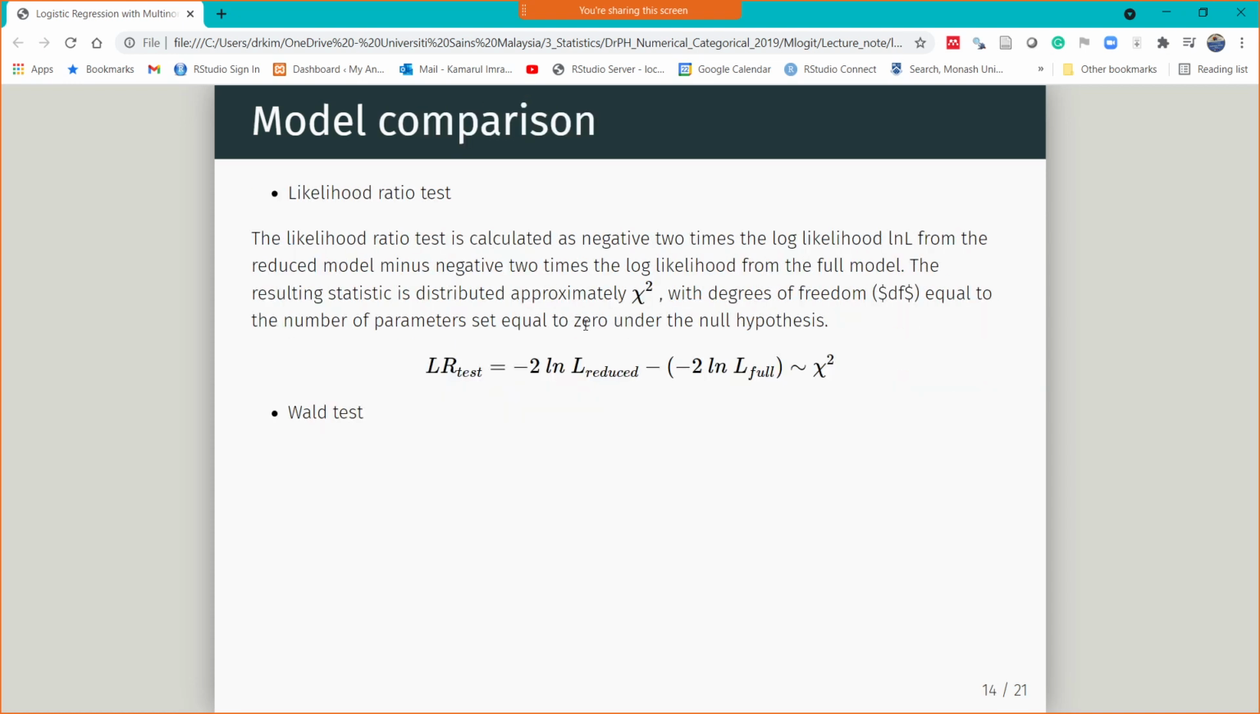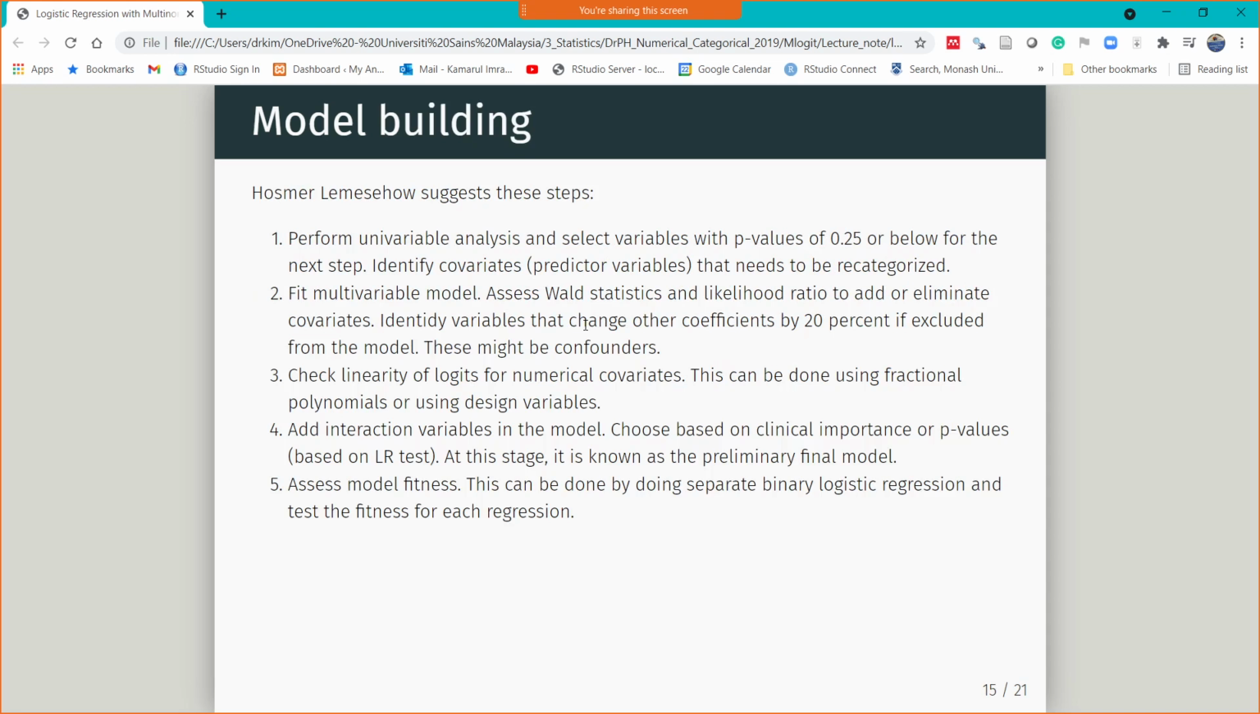Okay, in terms of model building, this is what Hosmer and Lemeshow suggested. Okay, but this is not the only way of building your model. Okay, but however, this is one of the ways. So according to Hosmer, first do univariable analysis. Okay, first do univariable analysis, and then you select variables with p-values of 0.25 or below for the next step.